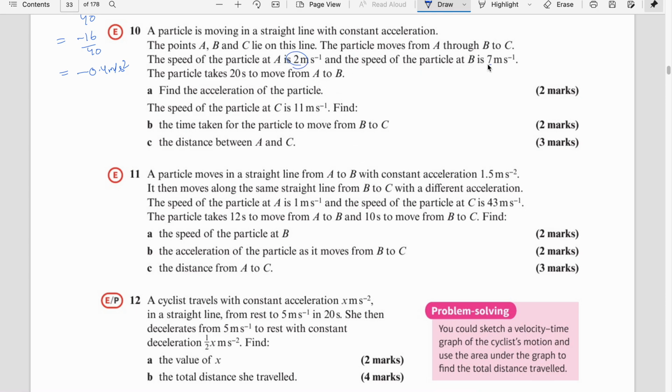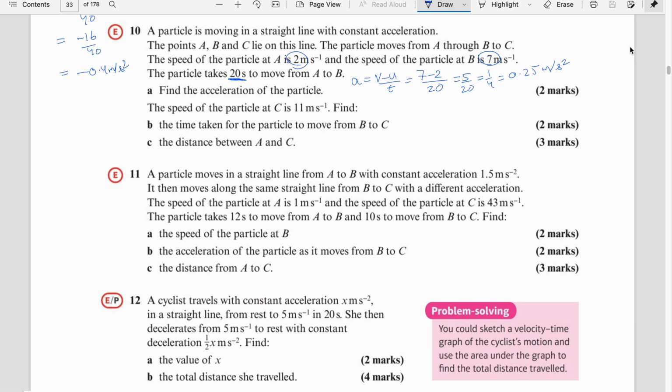So we have this information and we have the time. And for acceleration we can straight away plug in the formula: final minus initial by time. Final velocity minus initial velocity divided by time taken. So that's 5 by 20, which is 1 by 4, equals 0.25 meters per second squared.